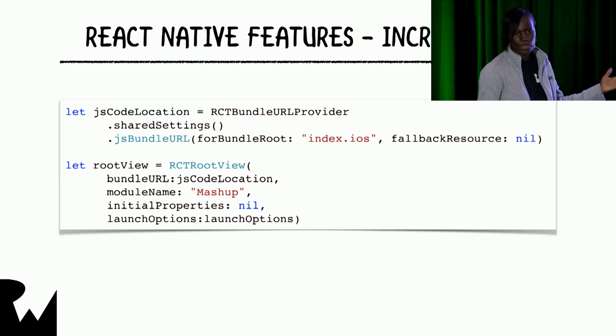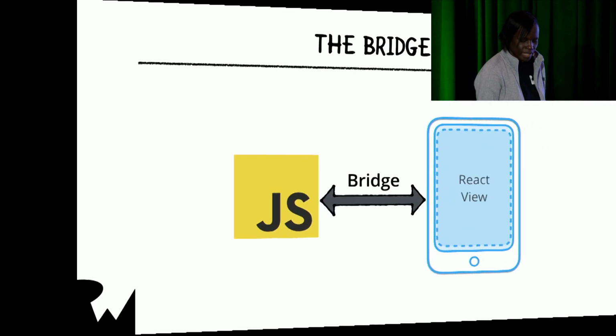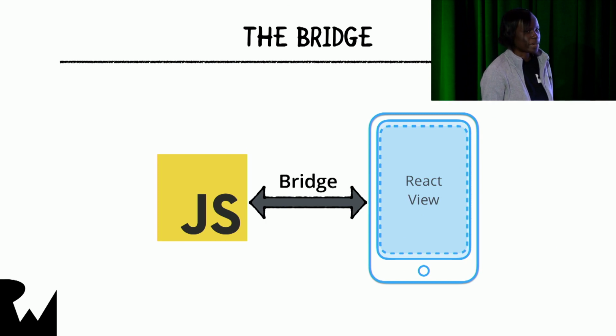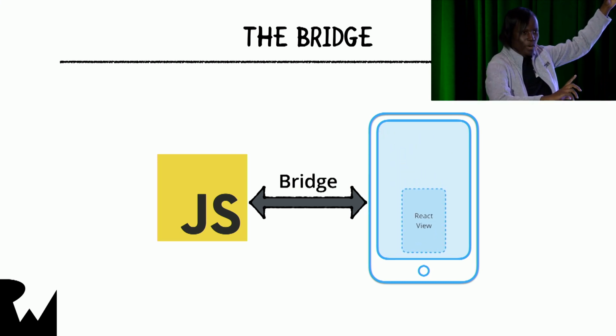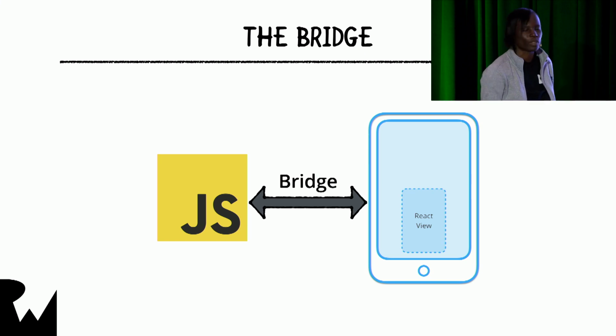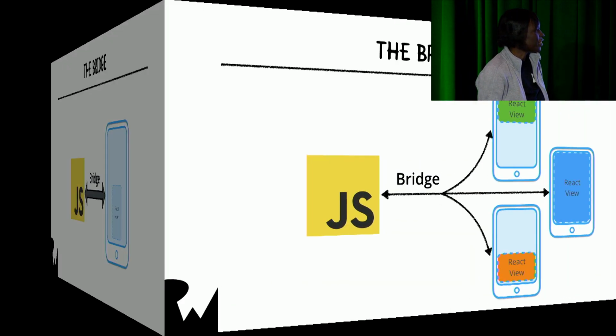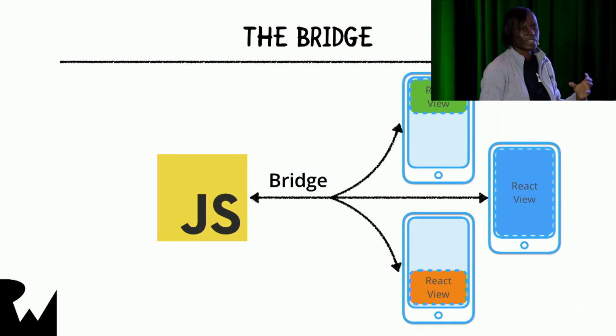The example you see here is one where the component is called Mashup, and it has some initial properties that it's passing in, which is nil. Once you create a React view, there is a bridge that passes data back and forth, as I mentioned previously. The React view could take over the whole view of your app, or it could be just a little portion of your app. You can even have multiple views in different screens of your app.